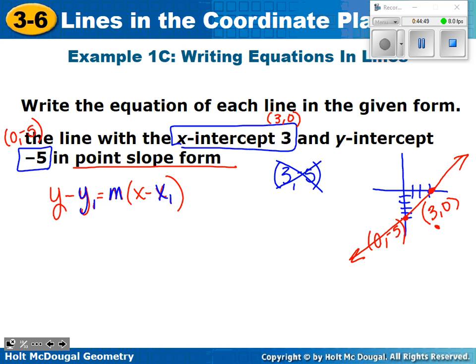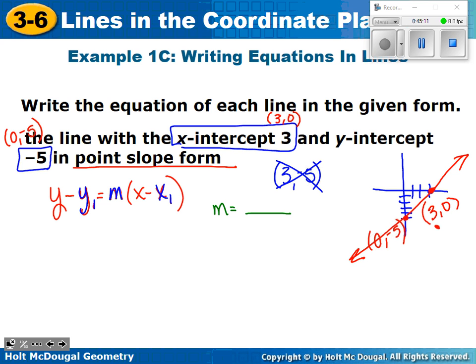Okay, so we need to write the equation. So what do we need to know? What's the first thing we need to find? The slope. We need to find our slope. So to find the slope, you could graph it, or you could just use your slope formula. Slope formula, if we use these 2 coordinates, what's going to go on the top?